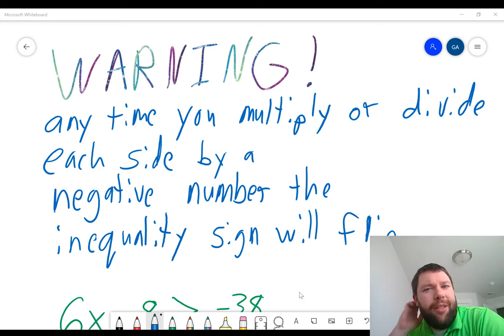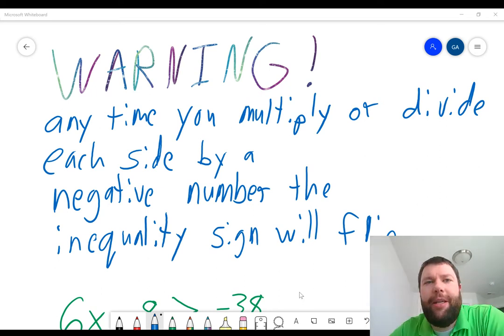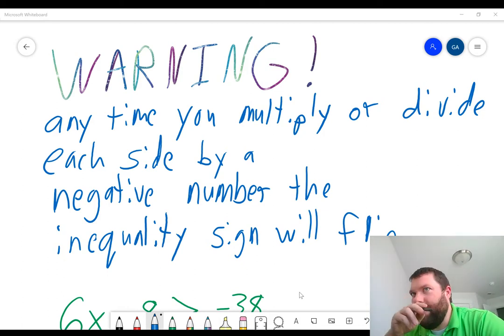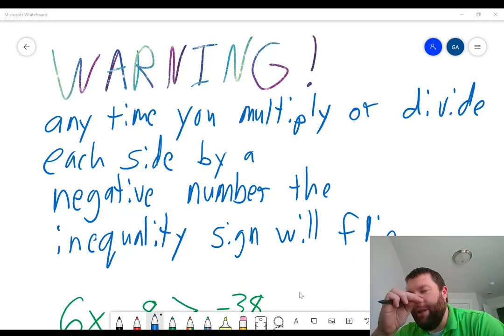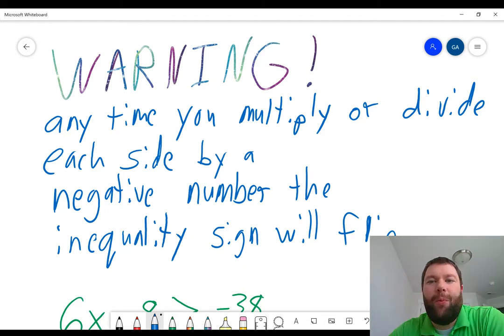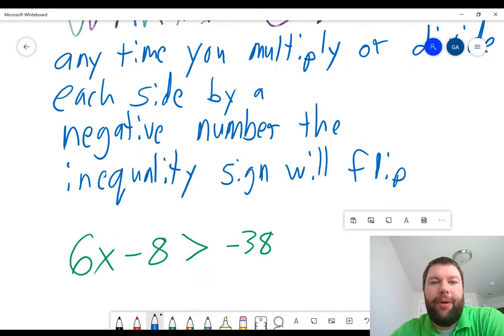Okay, so today we're going to be talking about two-step inequalities. The first thing that we need to worry about with this is what I call the warning, which is anytime you multiply or divide each side by a negative number, the inequality sign will flip. So if it's going one direction, it'll have to switch around and go the other direction. If the alligator's eating to the left, it'll flip and it'll eat to the right. So that's the one thing you've got to keep track of when we're talking about inequalities.